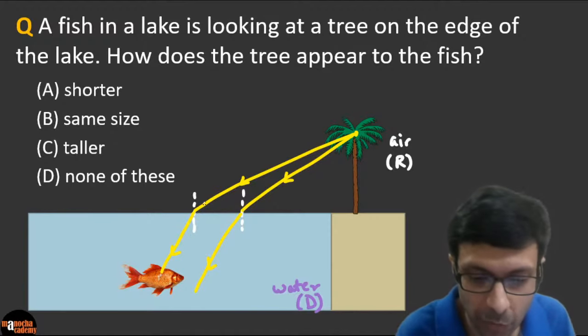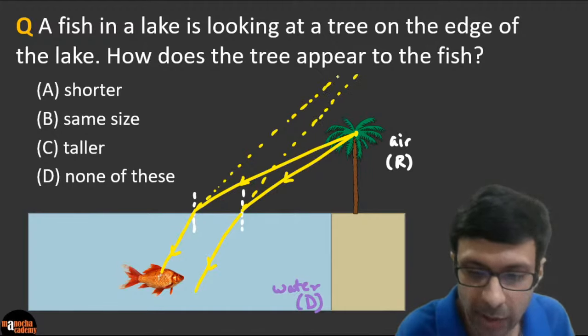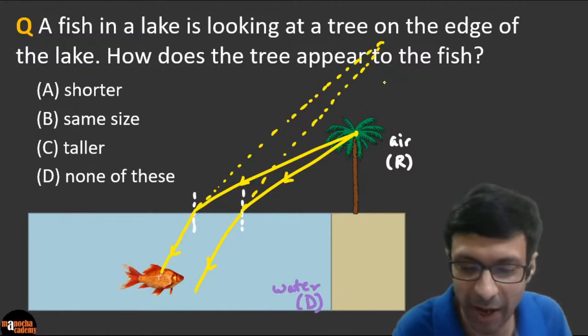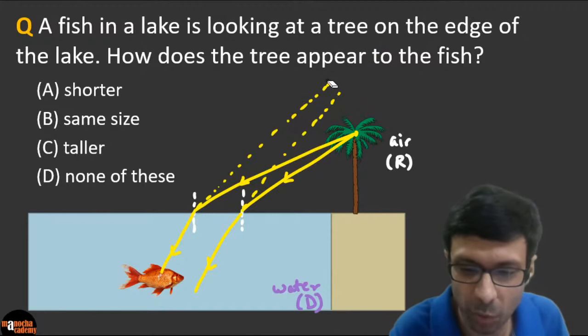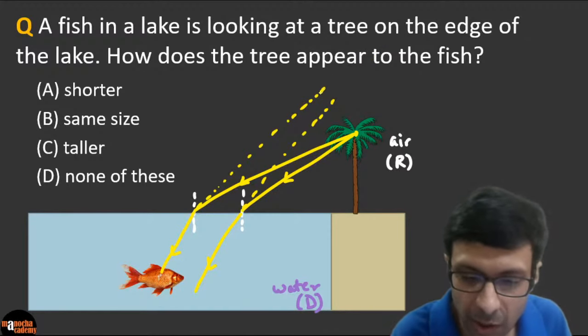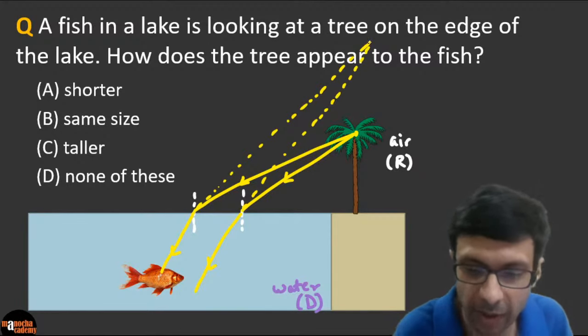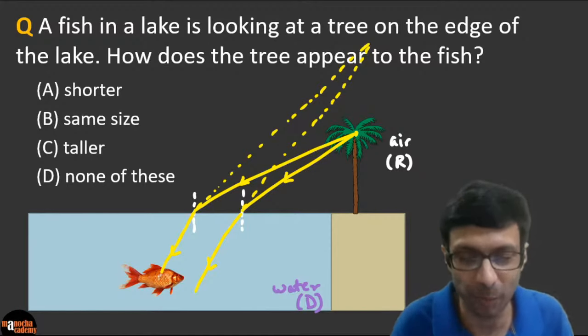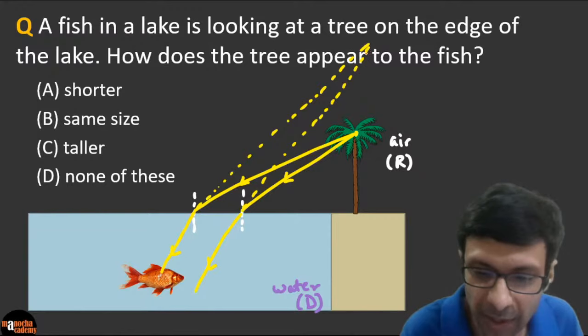Now, what will be the image of the tree? You're going to trace back these rays. Let's trace back the rays here, because they are divergent rays. We're going to trace it back and see where they meet. Again, this is just a rough diagram, so let me draw it a little more appropriately. These light rays are going to meet somewhere here, and that is going to be the top of the tree. So the tree is going to appear something like this. This will be our image of the tree, and those will be the leaves here.